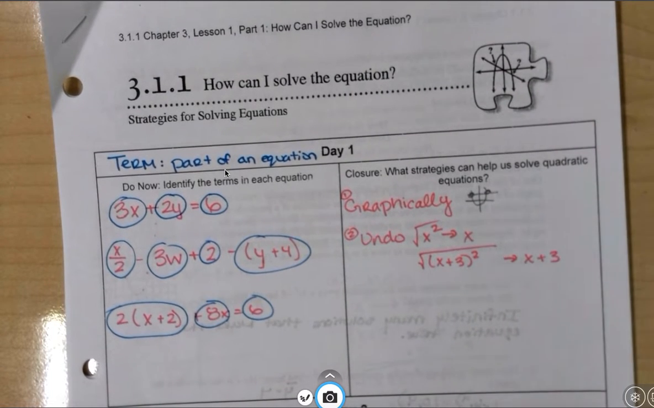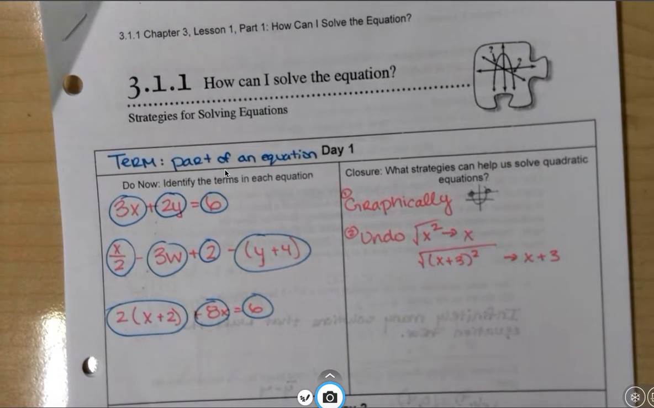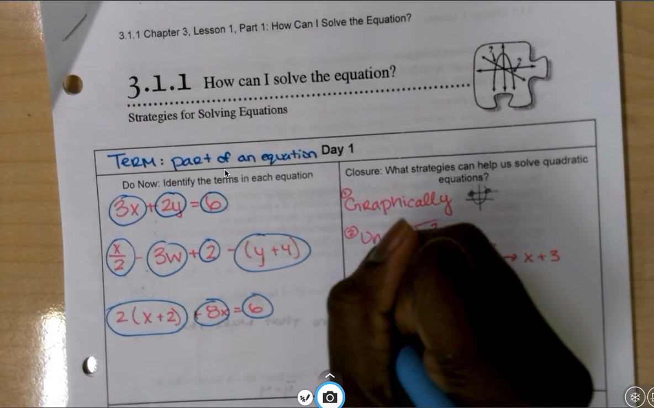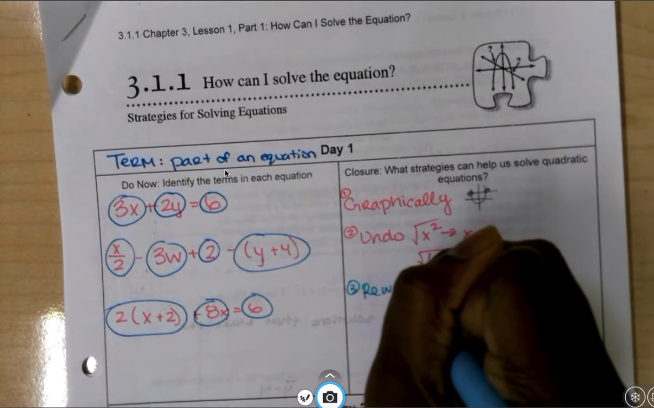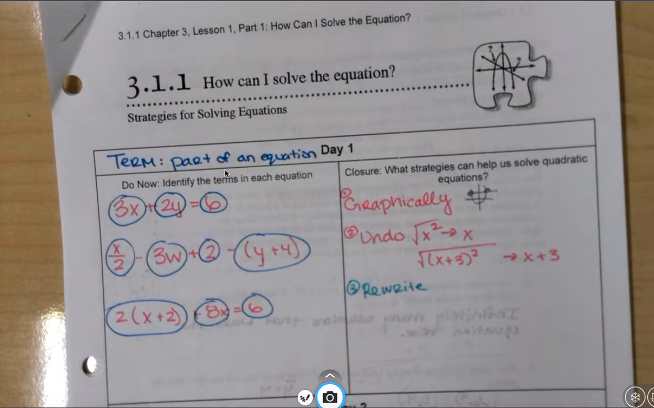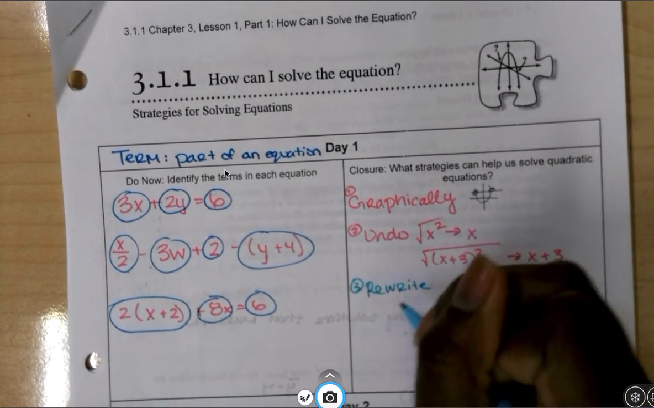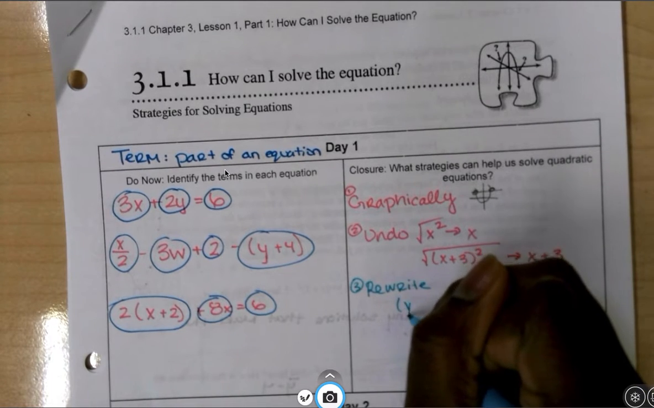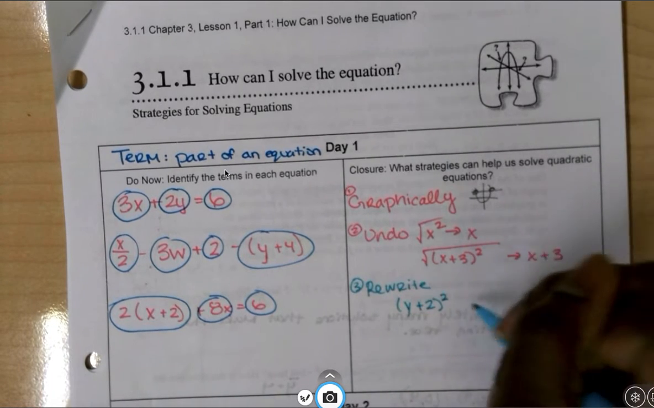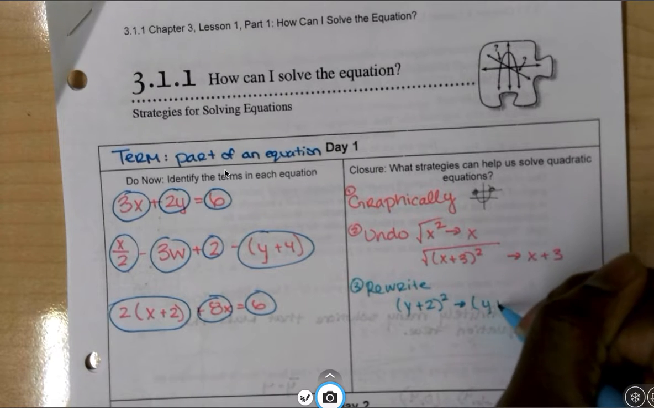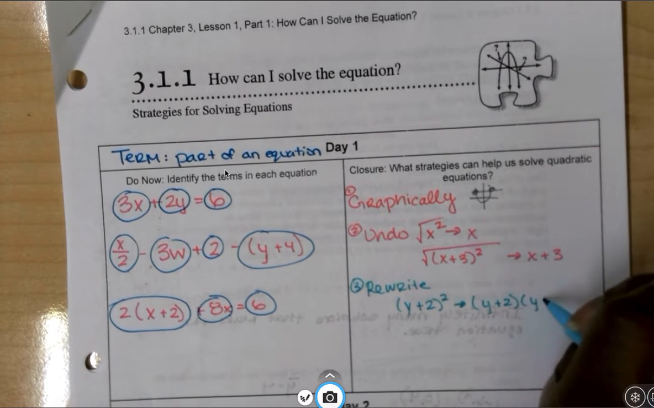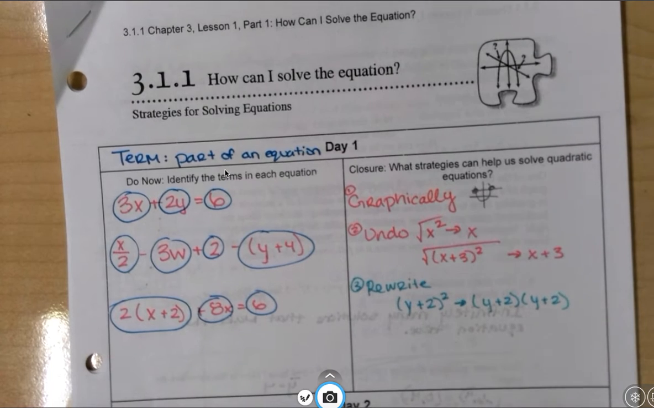The next one we are going to learn today, so this is a new one, we're going to learn how to rewrite. Well, to be honest with you, you actually already know how to rewrite, but we will decide whether or not we will undo or rewrite. So rewriting would be if you had something like y plus 2 squared, we would rewrite it and multiply it as y plus 2 times y plus 2. So depending on our quadratic, there may be a best way in order to solve something.